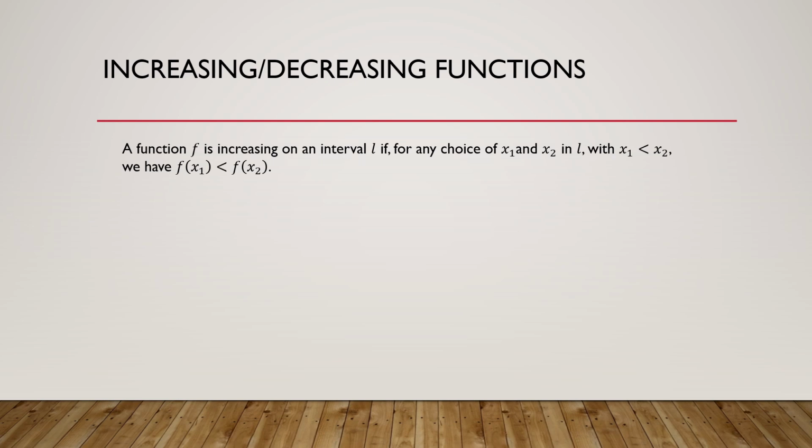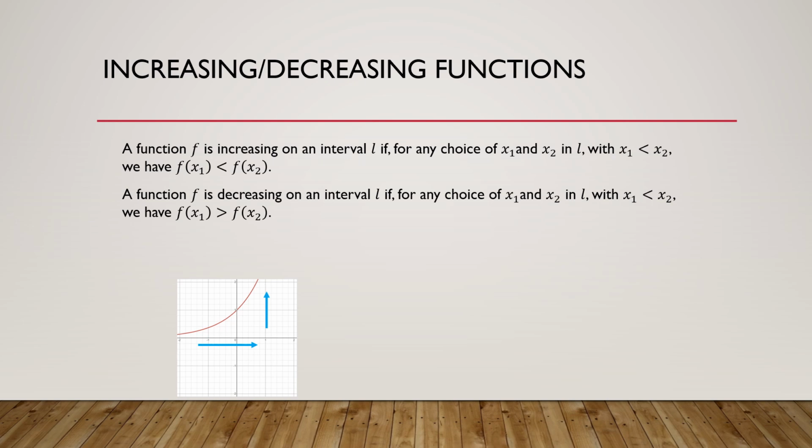A function f is increasing on an interval L if, for any choice of x1 and x2 in L, with x1 less than x2, we have f of x1 is less than f of x2. On the graph, this is read as x increases from left to right, y will also increase. A function f is decreasing on an interval L if, for any choice of x1 and x2 in L, with x1 less than x2, we have f of x1 is greater than f of x2. On the graph, this is read as x increases moving left to right, y will decrease.